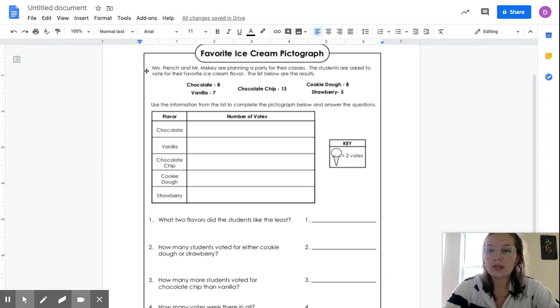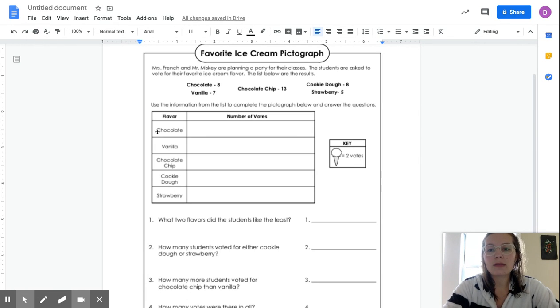Mrs. French and Mr. Miskey are planning a party for their classes. The students are asked to vote for their favorite ice cream flavor. The list below are the results. Chocolate, 8 votes. Vanilla, 7 votes. Chocolate chip, 13 votes. Cookie dough, 8 votes. And strawberry, 5 votes. Use the information from the list to complete the pictograph below and answer the questions.